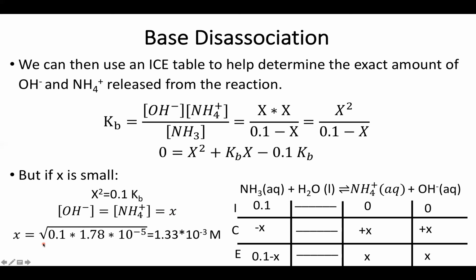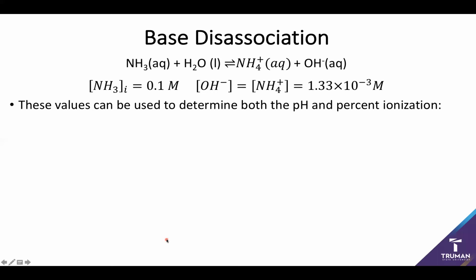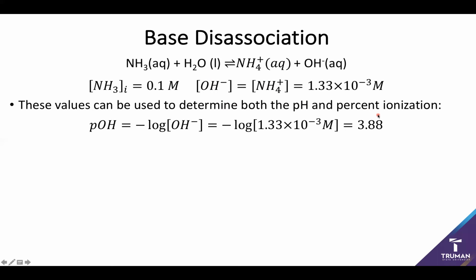That should be equal to the square root of our initial base concentration times the Kb, or about 1.33 times 10 to the negative third molar, or 1.3 millimolar. So 0.1 minus this, we're actually fairly good. It's about a 1% deviation, or a 1% ionization. Let's go ahead and confirm this. Now that we've got our hydroxide and our ammonium concentration, let's figure out both our pH and our percent ionization.